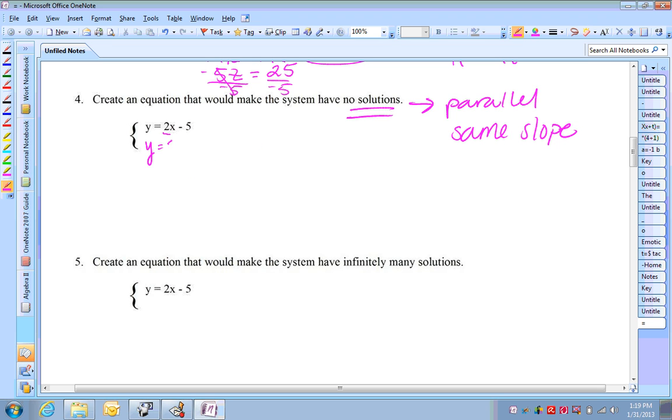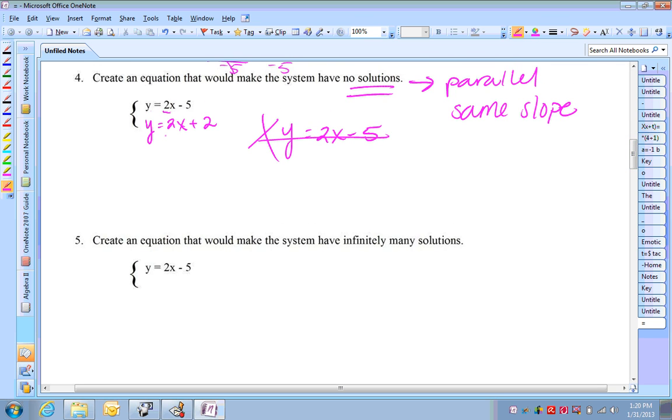So I can write y equals negative 2x, and the only thing we have to be careful of here is if we add a plus 2 or any number, that's okay. The only thing we cannot do is make it the exact same equation. Because if it's the exact same equation, that's another circumstance. That means they're the same line. That will not make them parallel. Parallel lines are two different lines that have the same slope. So y equals negative 2x plus anything except for negative 5 would work here.